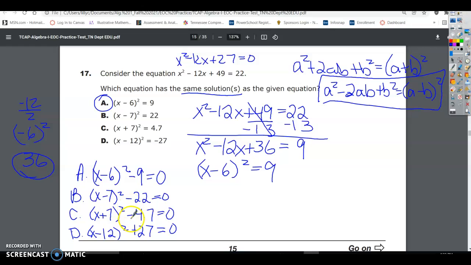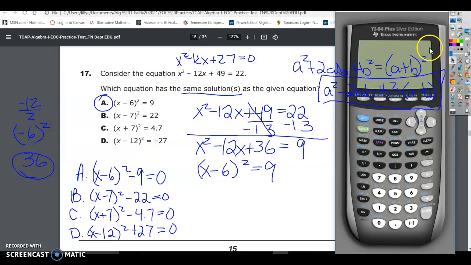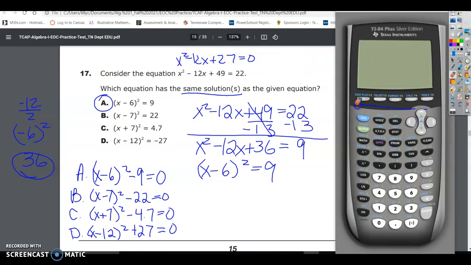So now that these are set equal to 0, you can also plug these in your calculator and see which one has the same solution as the one we started with. So very quickly, let me erase some of this stuff here. I don't care which method you use, but I do hope that you practice factoring and try to understand how to do it that way, because you are going to see factoring pretty much in every math class you have.